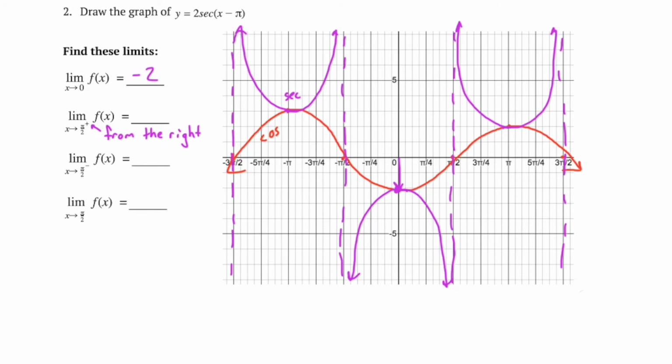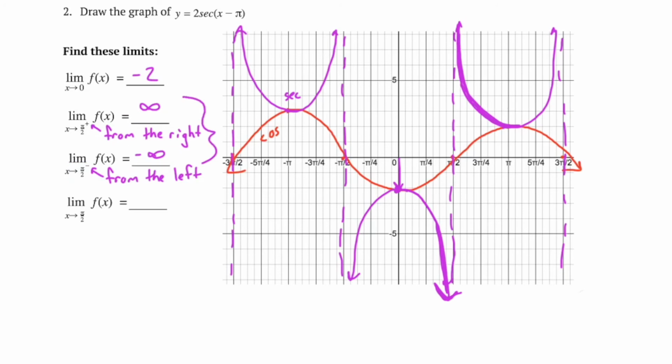So it's saying follow the graph from the right. So I'll start over here a little bit and follow the graph towards that x value of pi over 2. So it's approaching this vertical asymptote, going up towards positive infinity. However, from the left, this graph is approaching negative infinity because it's going down following this vertical asymptote. So approaching this x value from one side gives you a limit of positive infinity. Approaching it from the other side gives you a limit of negative infinity.